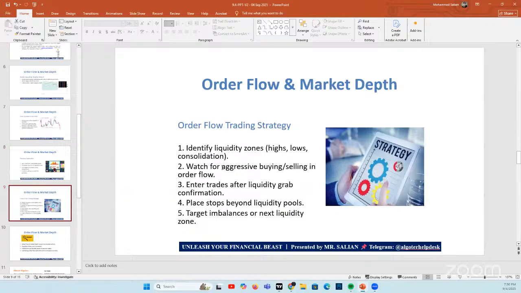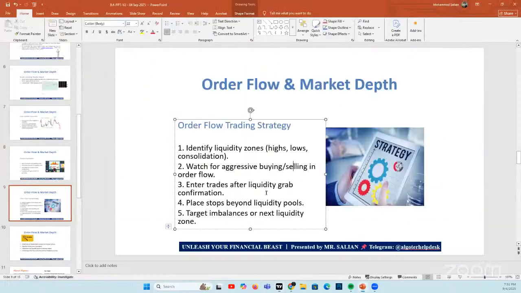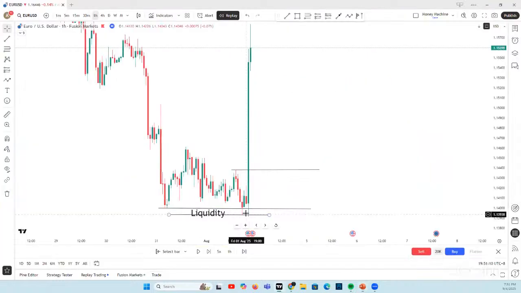Watch for aggressive buying or selling. What is this, my friend? Is this not aggressive for you? Is this not aggressive enough for you to buy? Okay, we now have that. Enter trades after a liquidity grab. Is this not a liquidity grab? Stopping everyone here in their tracks.